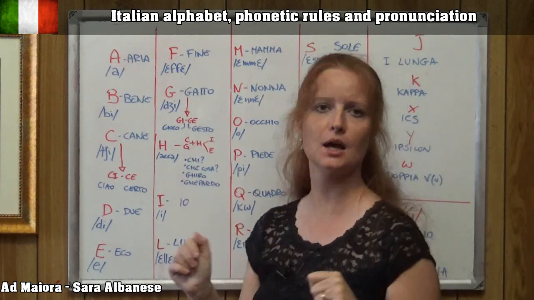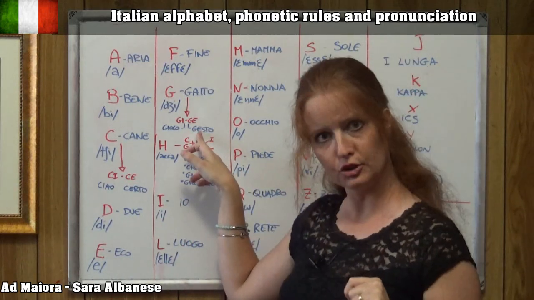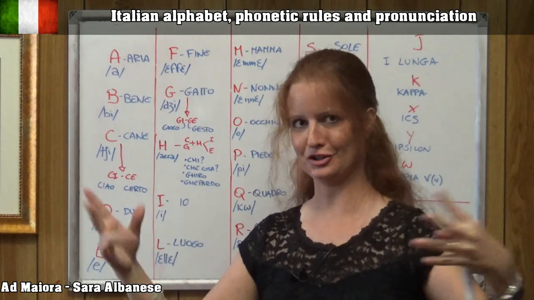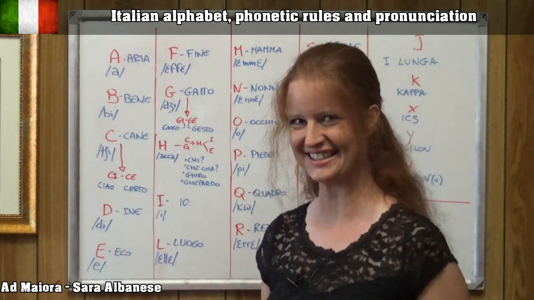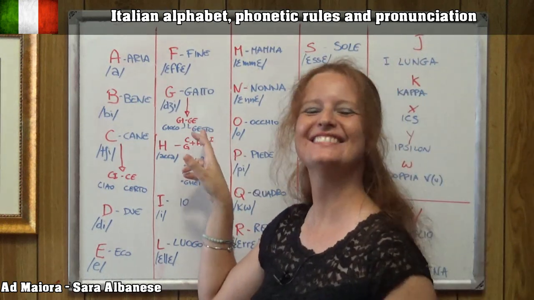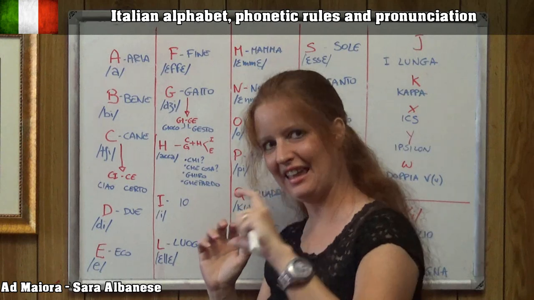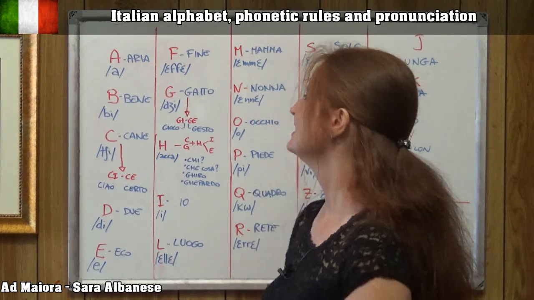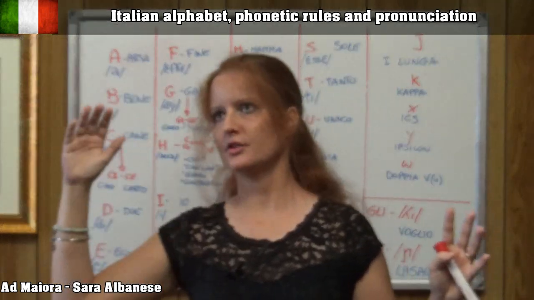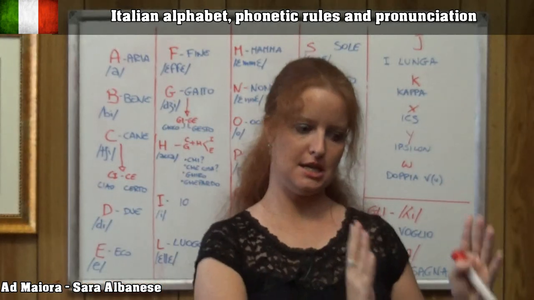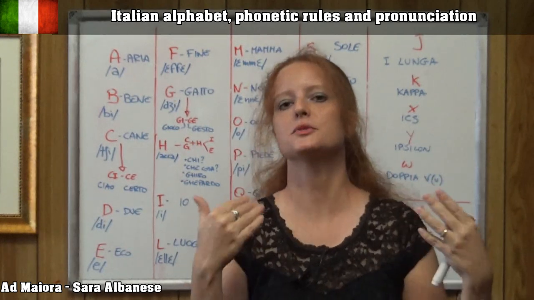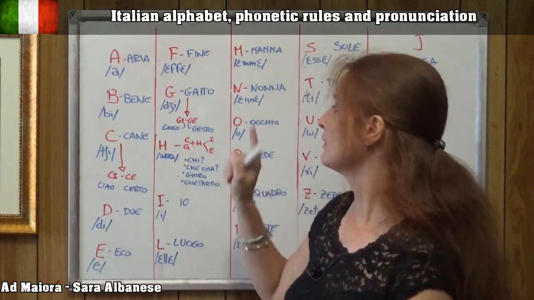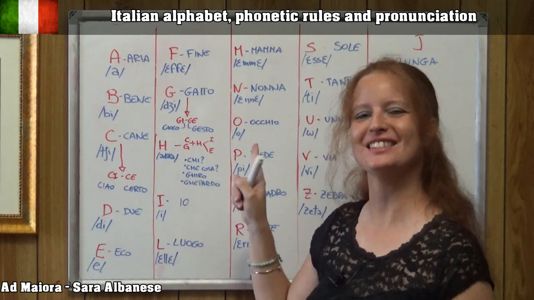Same goes for the E sound after the G, like in gesto. Gesto is a gesture, I do with my hands. You say that we Italians, we make a lot of gestures when we are talking, we move our hands a lot. So, this is gesto, you see there is an E sound after the G, and so it's not gesto with a hard G, it is gesto. So, same as before, G normally pronounced as G, but if there is E or I after the G, then it becomes J. So, A, B, C, D, E, F, G, H. How can we pronounce the H?